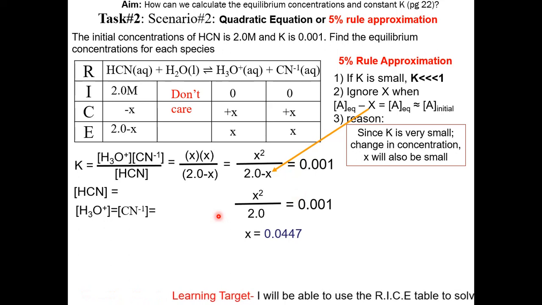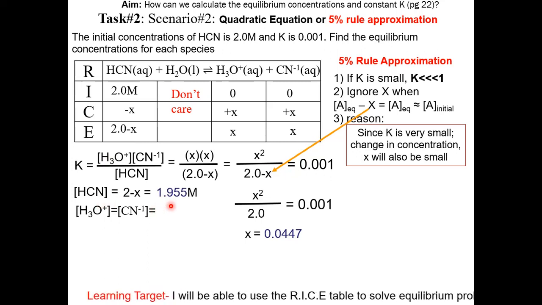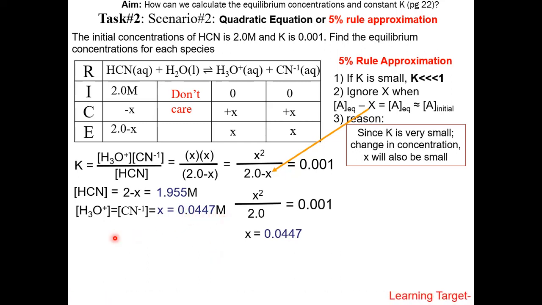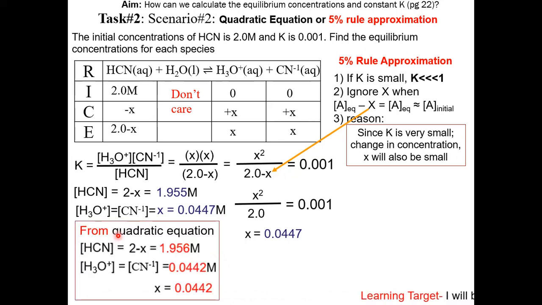Once you get the value of x, you can plug it into the equilibrium concentration. For HCN, it will be 1.955 molar, and for each product, it will be 0.0447 molar. If we compare this with the answer that we got from the quadratic equation, you can see that the answers are very close.